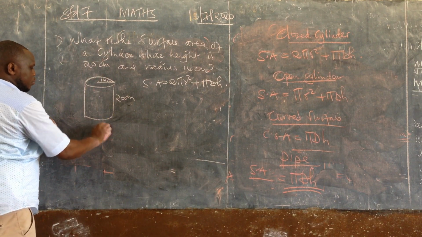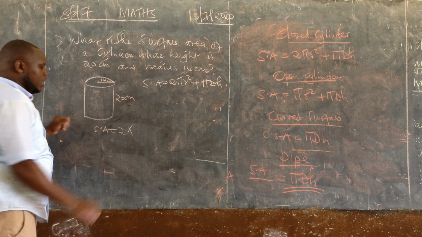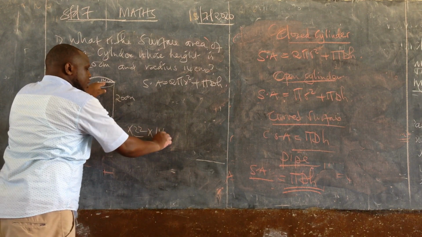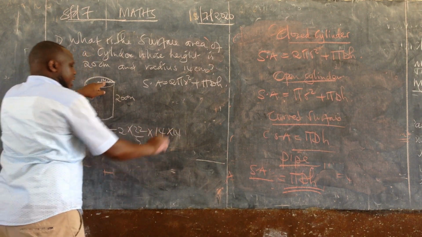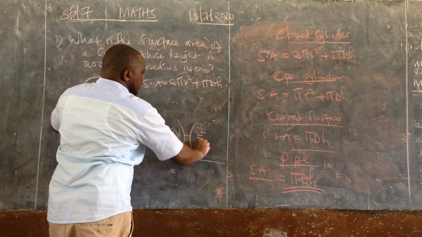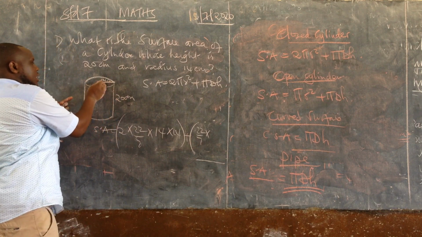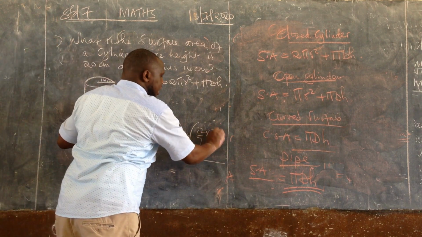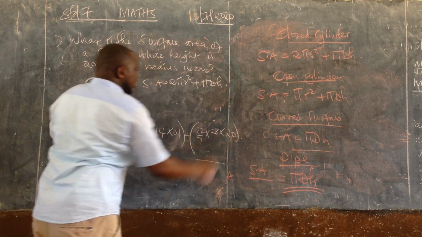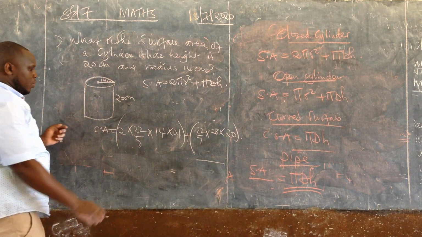So the total surface area is going to be 2 times pi, 22 over 7. The radius is 14, so the radius squared is 14 times 14. And then we put that into a bracket, plus pi, 22 over 7, times the diameter. The diameter is going to be twice the radius, so 14 plus 14, 28. Then the height is going to be this 20. Remember that when we talk about diameter, you add this and this one to give you that.